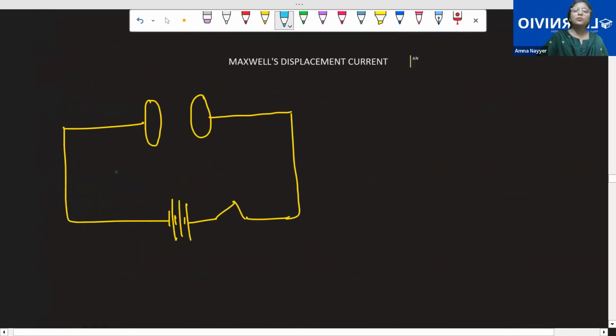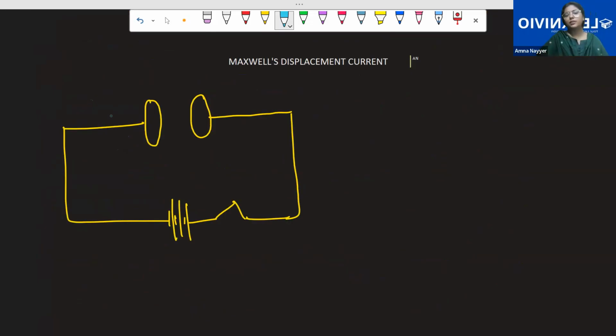Okay, so coming to Maxwell's displacement current. See, what did Maxwell do? Yes, I remember we had to start from Maxwell's displacement. Let's complete the chapter today. More or less, it will be completed. See, what did he do?